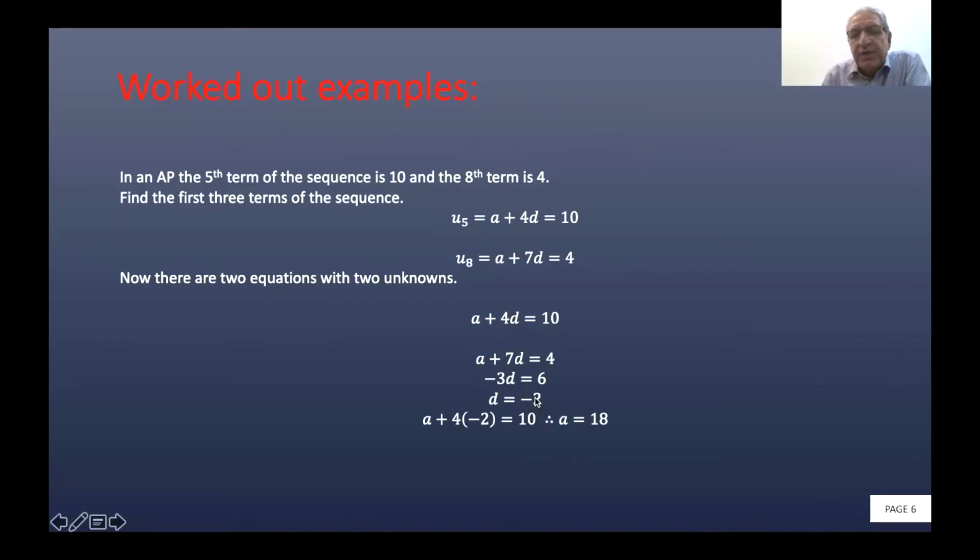Now I know the first term is 18, and I know the common difference is negative 2. Therefore, that means each time I have to subtract 2 or add negative 2. Therefore, first term is 18. Second term will be 18 minus 2, which is 16. Third term will be 16 minus 2, which is 14. Therefore, these are 3 terms of this sequence. Now, let's go for the next question.